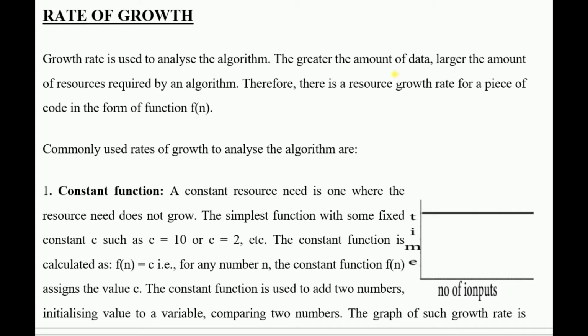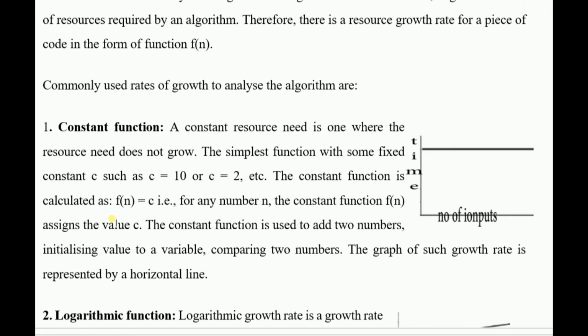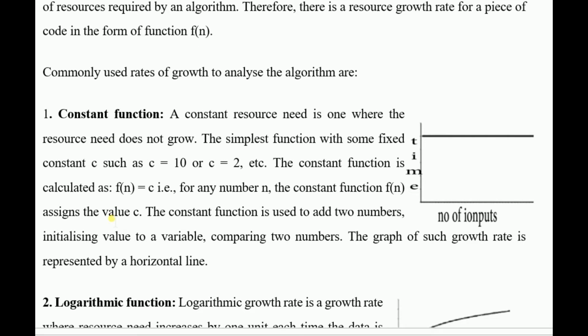The greater the amount of data, the larger the amount of resources required by an algorithm. Therefore, the resource growth rate is expressed in the form of a function f(n). Commonly used rates of growth to analyze the algorithm are: first one, constant function.